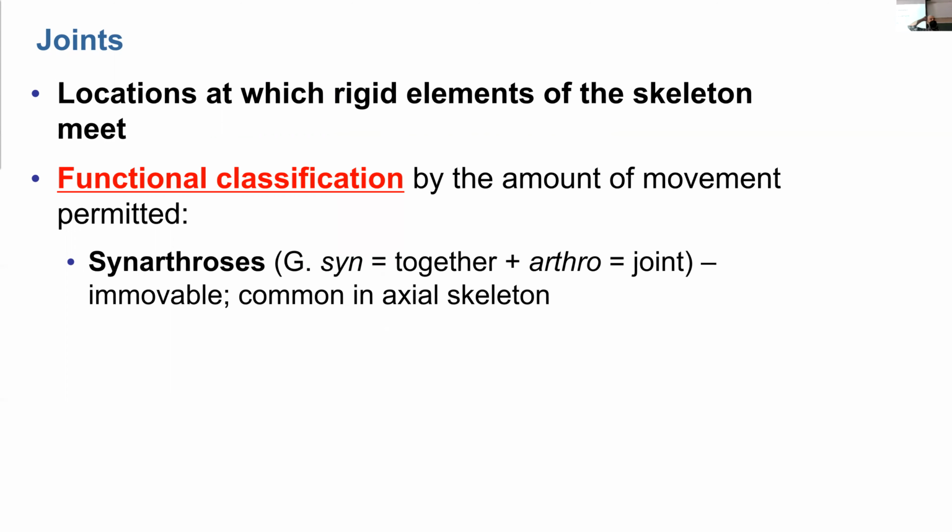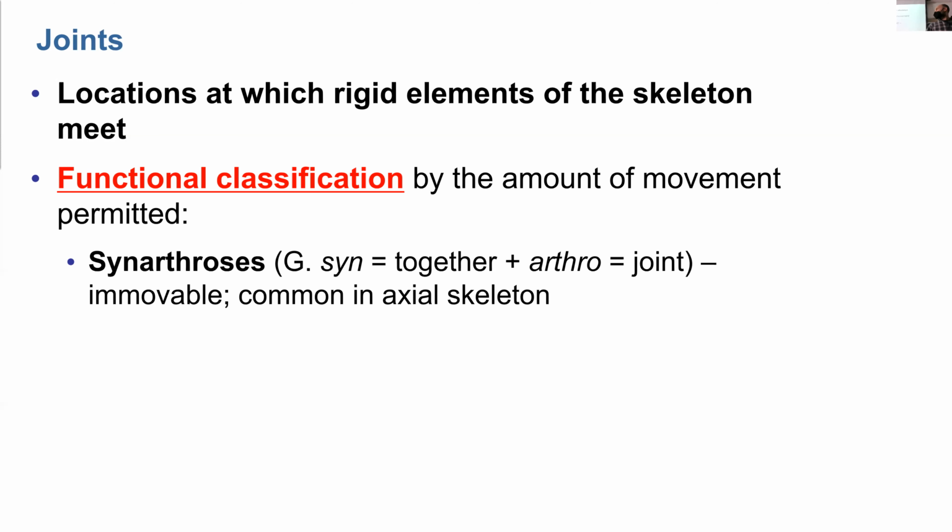The first is called synarthroses, or synarthritic joints. These are joints that don't move. The bones are together and there's no movement between them. For example, the bones of your skull are completely fused together. There's dense connective tissue binding them together and there's no movement there. So essentially the bones of your cranium act like a single bone, even though it's composed of many smaller bones. These kinds of joints are more common in the axial skeleton. We'll get to more examples coming up.